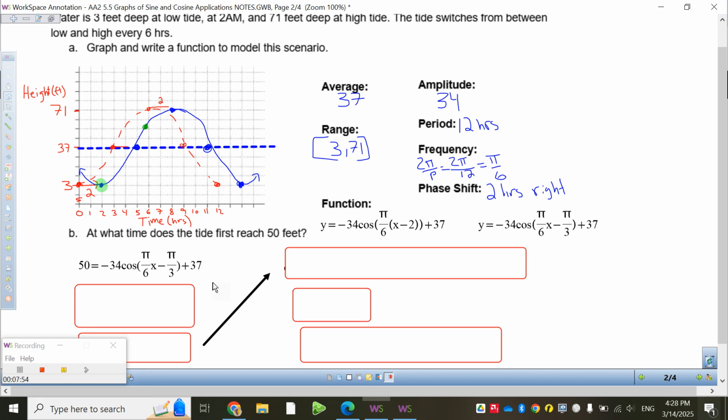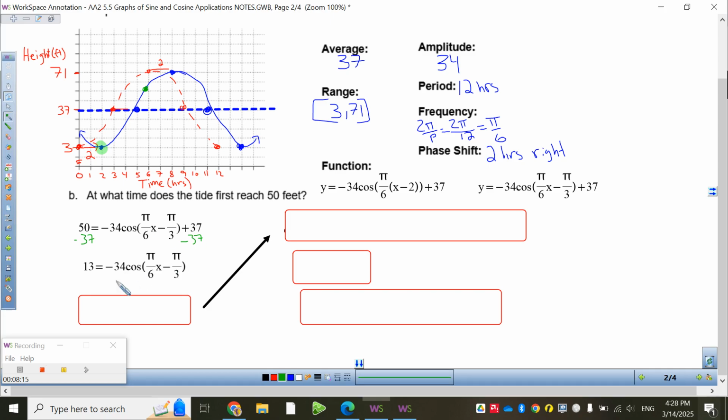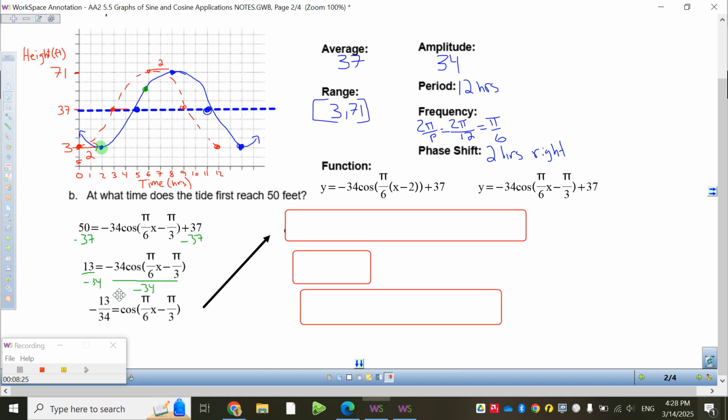Now we need to take some specific steps to solve this, and the steps are as follows. So we're going to start by subtracting 37 on both sides. And when we subtract 37, that's an easy step. We're going to get 13 equals negative 34 cosine of pi over 6x minus pi over 3. Now, we're just trying to isolate the cosine part, so now we're going to divide both sides by negative 34. And we're going to get negative 13 over 34 equals cosine of pi over 6x minus pi over 3.